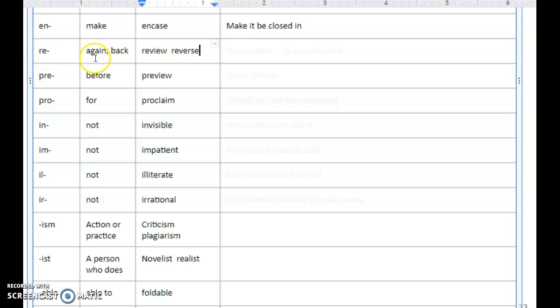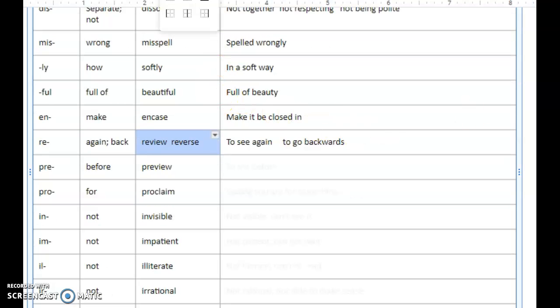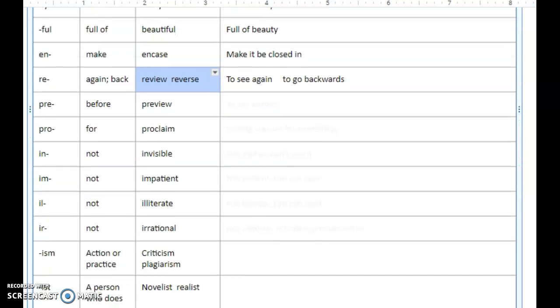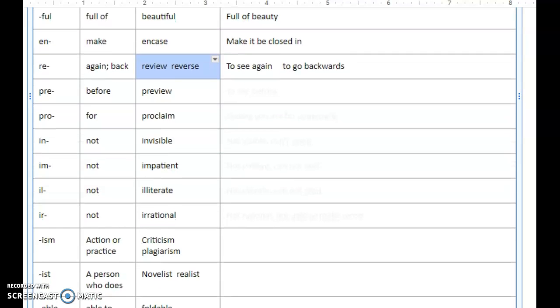Re means again or back, so we could use review or reverse. And if we're reviewing again, we're going to see it again. And if we go in reverse, we're going backwards.